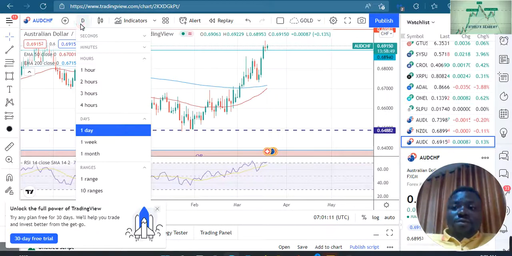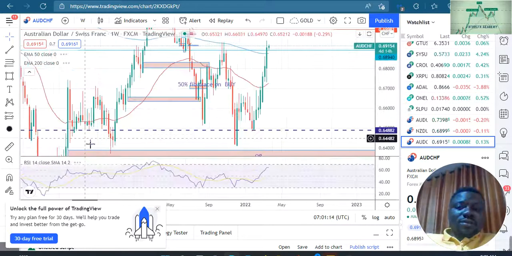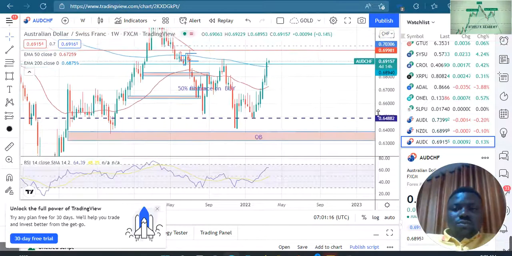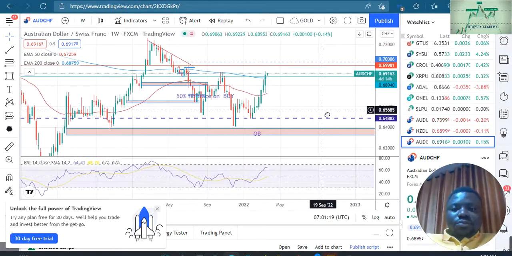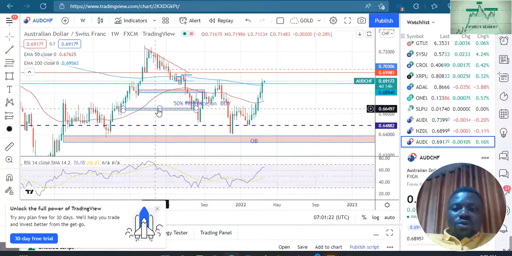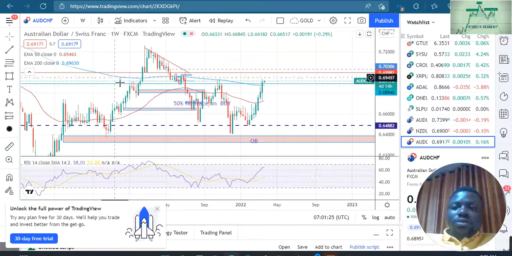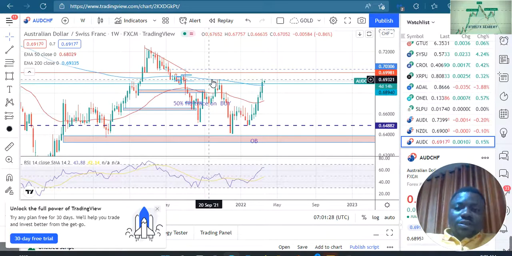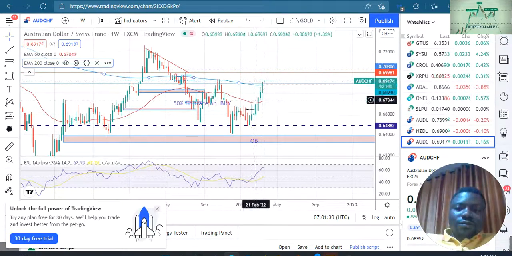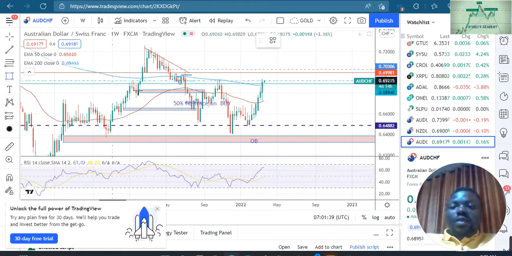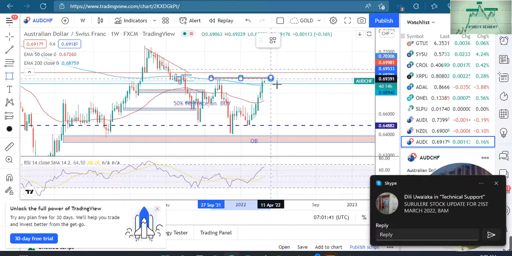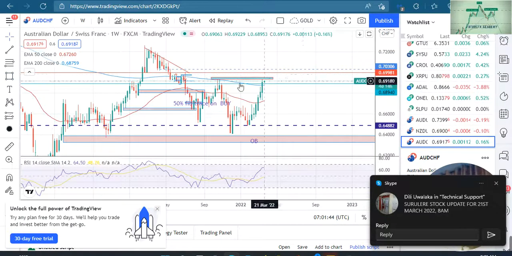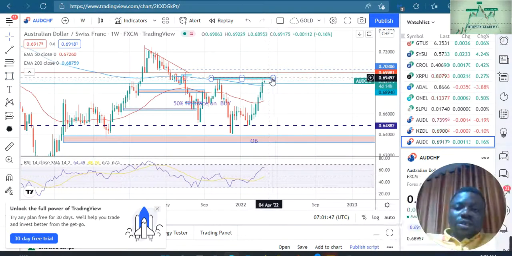I'm switching to a weekly time frame due to some analysis I'm watching. So firstly on AUD CHF, you see the 200 moving average form a resistance here and another resistance here. At the same time, using the trend indicator, you can see that it's actually on a support area.